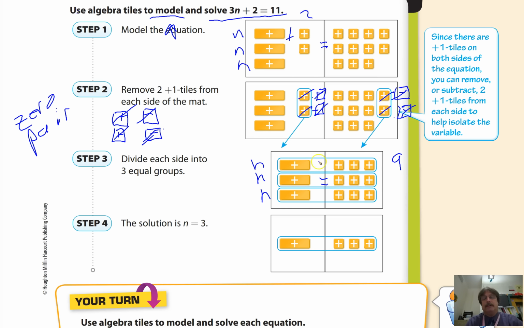So what they're asking you is, can you group that? So you have 1 n is equal to 3. Then n, remember the number 1 is actually in front of that, is equal to 3.